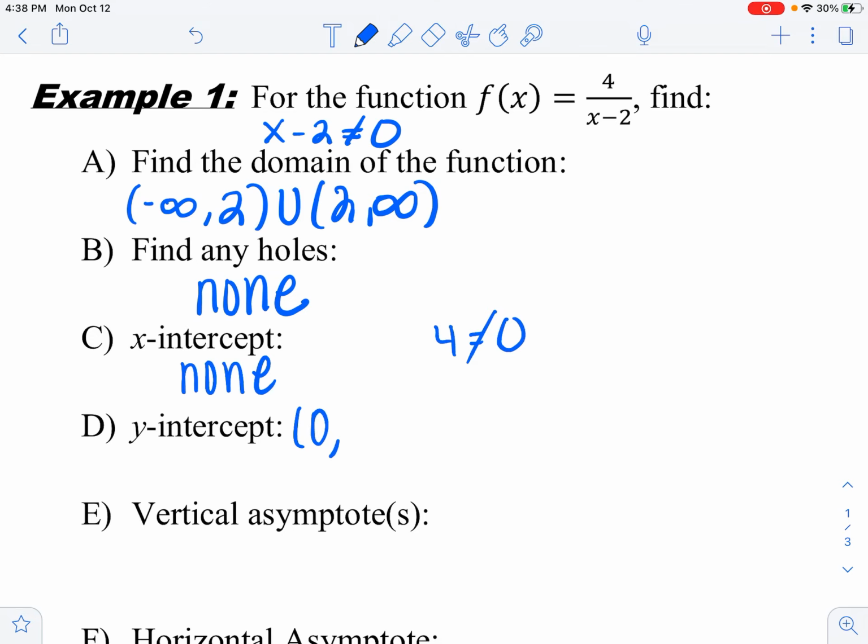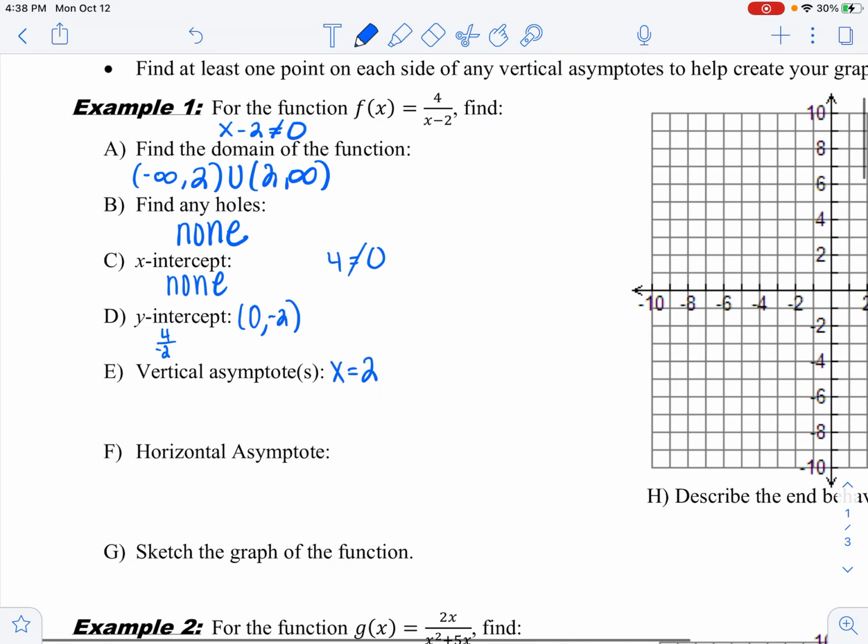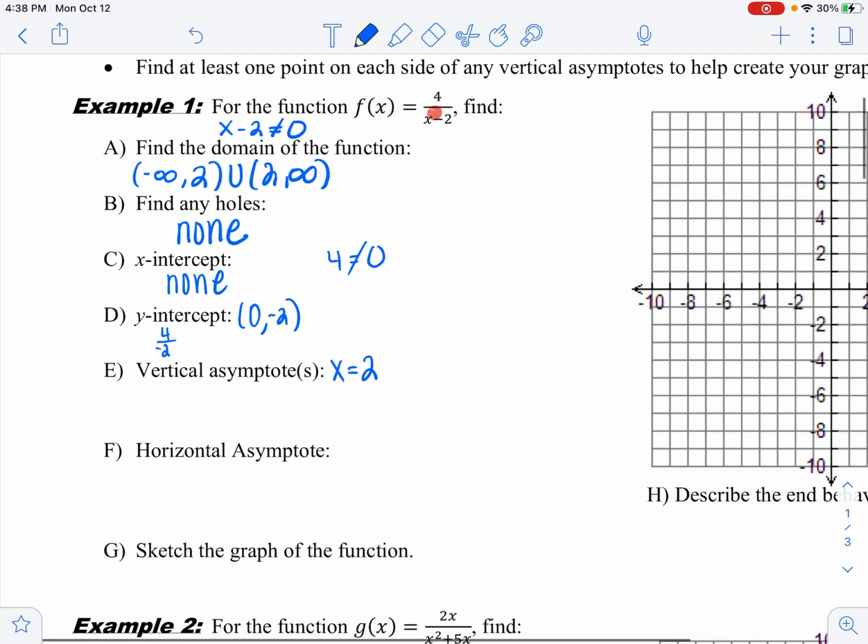Y-intercept is always 0 comma something. So it's 0 comma and then plug in 0. You have 4 over negative 2, which is negative 2. Vertical asymptotes, set your denominator equal to 0 and solve. You get x equals 2. Horizontal asymptotes, compare the degrees. Here the degree in the denominator is bigger. When the degree in the denominator is bigger, it's y equals 0.